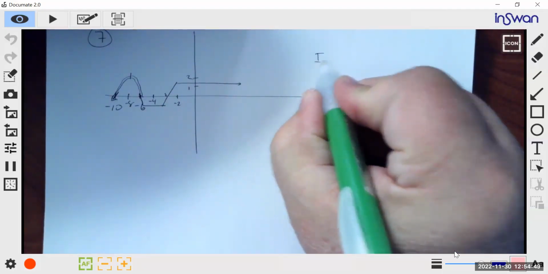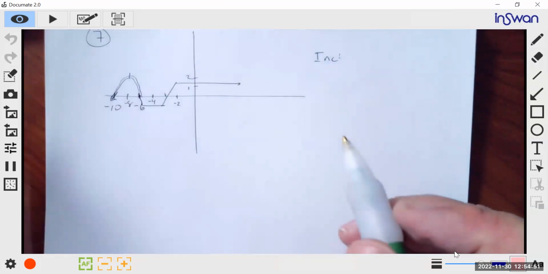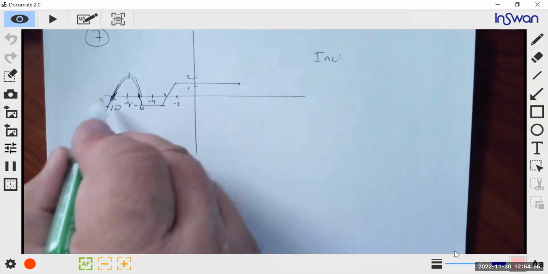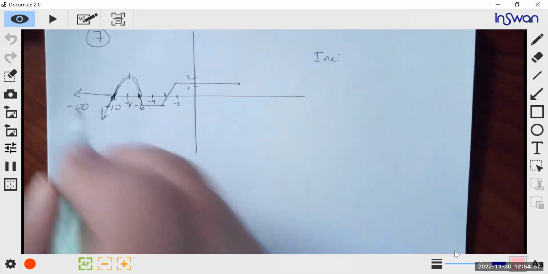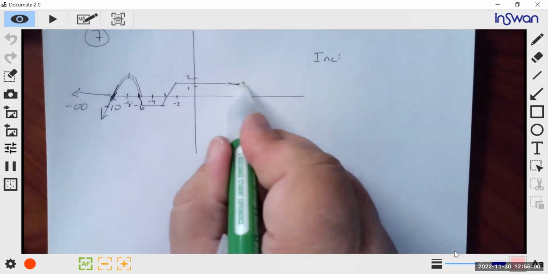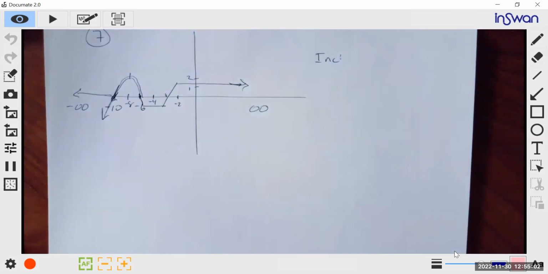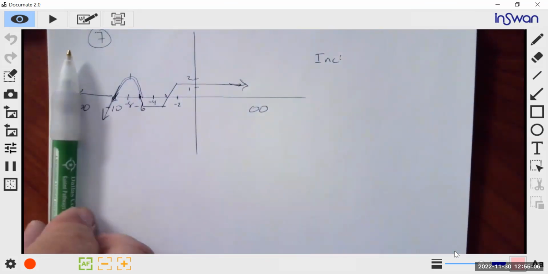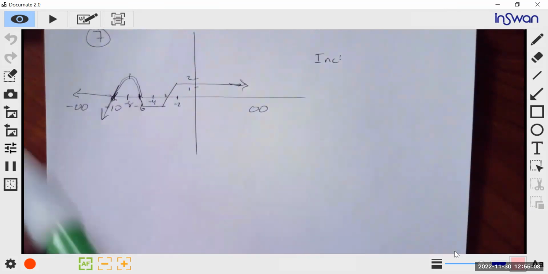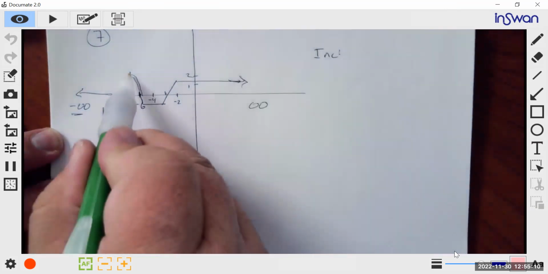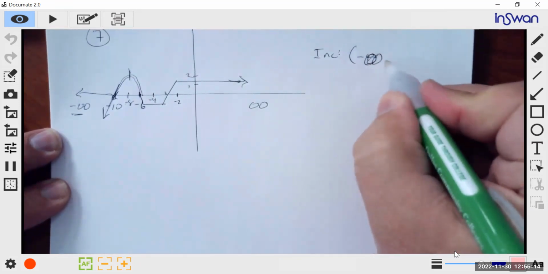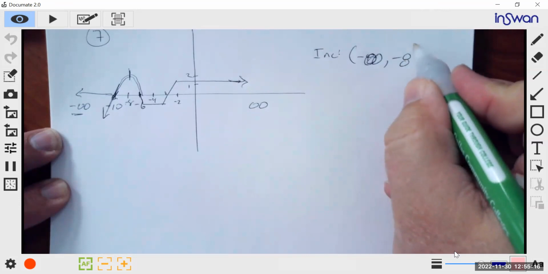So where is it increasing? Since there is an arrow here, it goes all the way to negative infinity. And then there's an arrow here, so it goes all the way to positive infinity. So if you put your pen there, where's the line going up? Yeah, from negative infinity all the way to here. So it's negative infinity to -8.